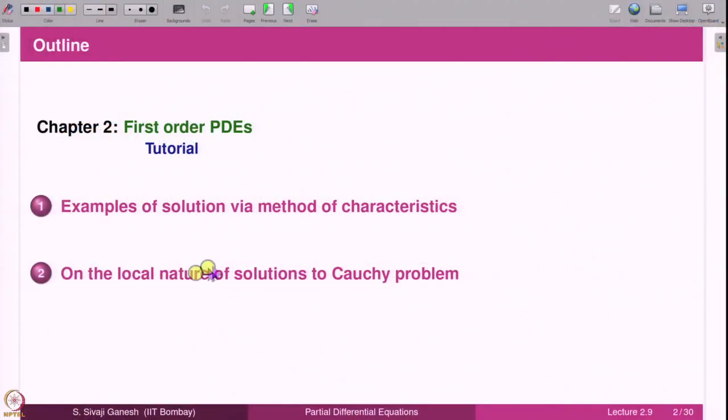Welcome to a tutorial on quasi-linear equations. In this, we are going to solve some Cauchy problems for quasi-linear equations, and we also explain through examples the local nature of solutions to Cauchy problem.